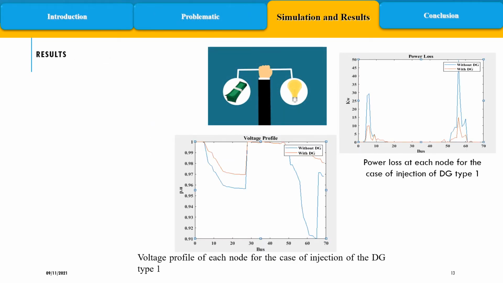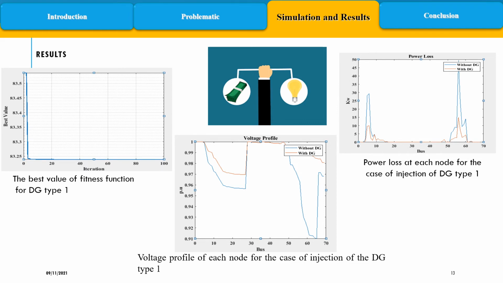After implementation of our data in MATLAB software, we have found that the power loss at each node is more improved than the base case by using our method. Also, the voltage profile for different buses is more improved than the base case. And the solution is found after 5 iterations.